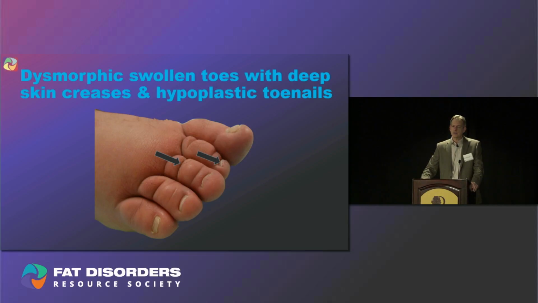And then also look at the toenails. The toenails are very small, they're hypoplastic, and they're upturned. Sometimes we refer to these as ski jump toenails. Very abnormal appearance. These are all consistent, again, with primary lymphedema.